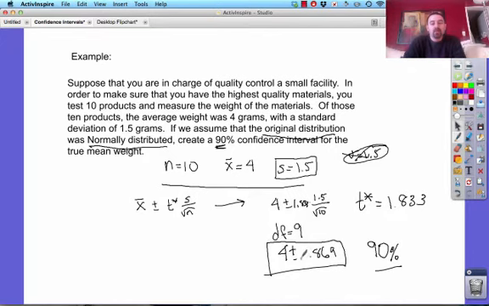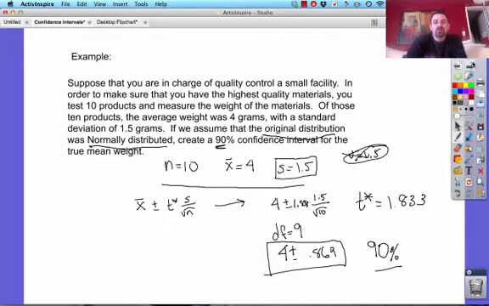Okay, so here's what I say. I am 90% confident that the true mean, the true average weight of this product is 4 plus or minus 0.869. So in repeated samples, every time I get a confidence interval, 90% of the confidence intervals I will create will have the true mean inside of it.